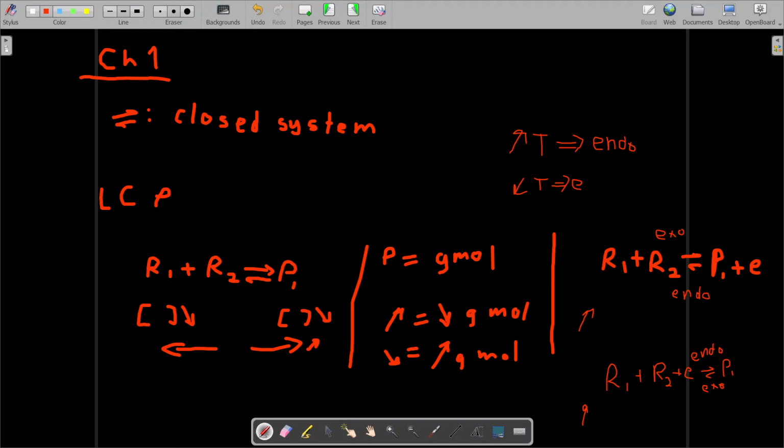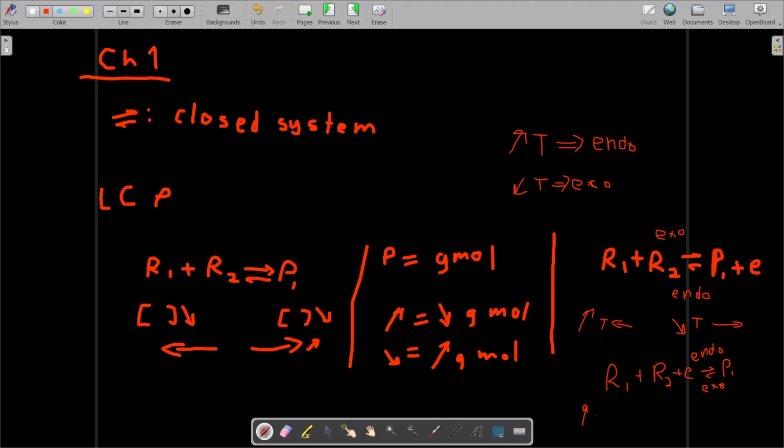Exo side, by the way, it doesn't matter. See, let's say you increase the temperature here. In this reaction, if you increase the temperature, it's gonna go backwards. Why? Because our endo side is the backward side. If you increase T, it's gonna go backwards. But if you decrease T, it's gonna go towards your exo side. Which one's your exo side? So decrease T, it's gonna go forward.